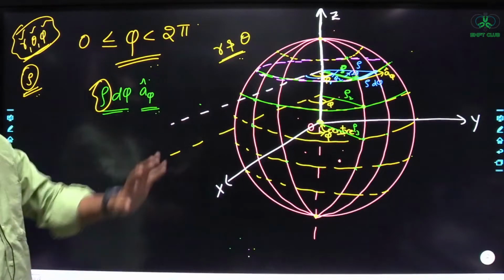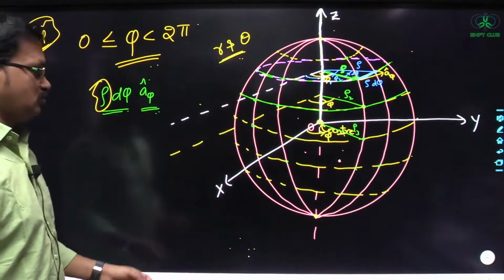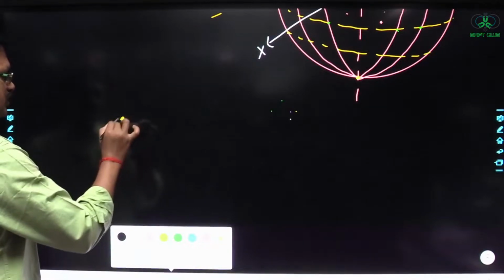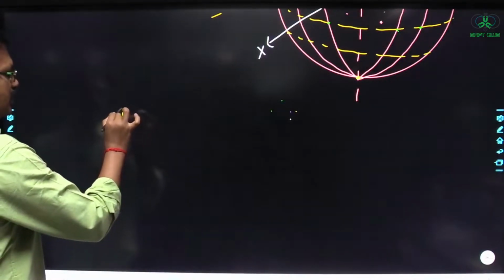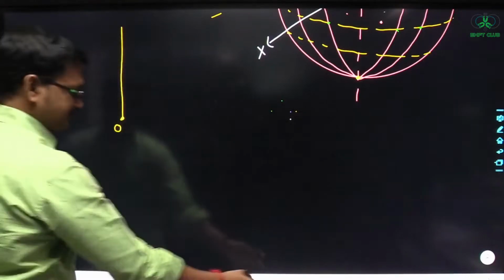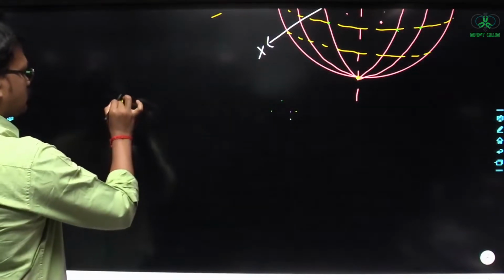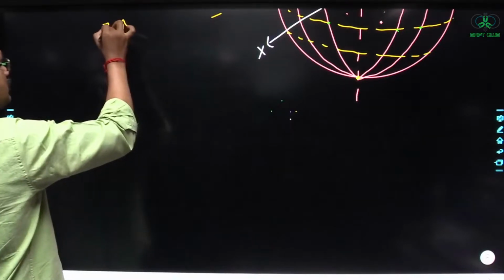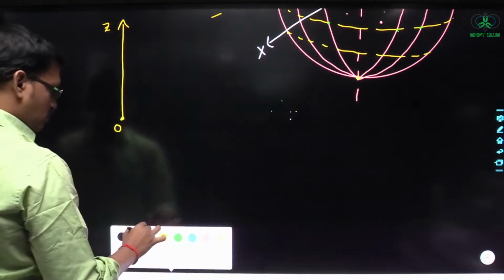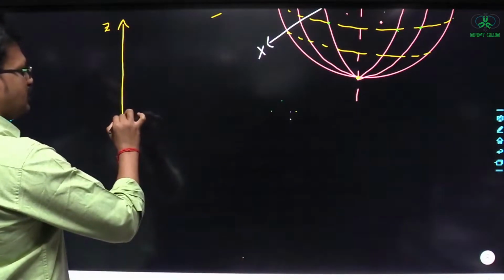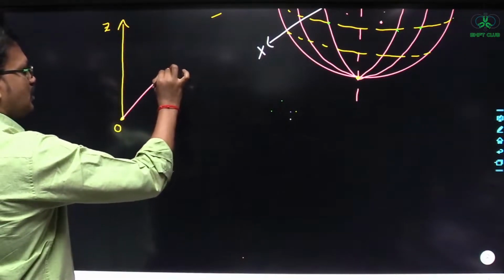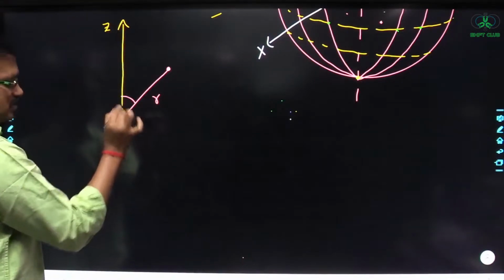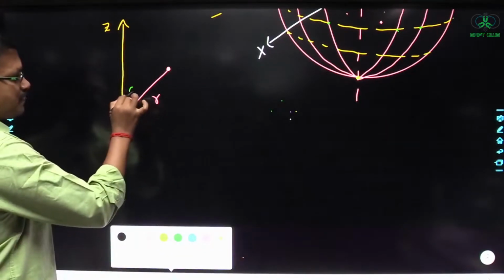Okay, so how can we represent that? That's what we are going to see now. See here, this is the center of the sphere, O, and let us say this is the z axis. Now let us say this is radius r. The angle between the z axis and r is nothing but theta.